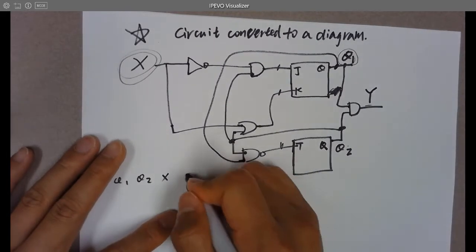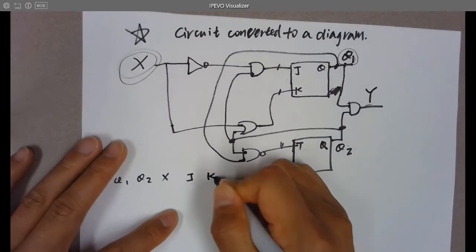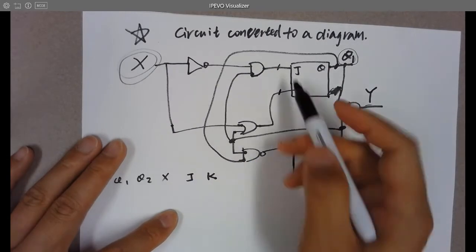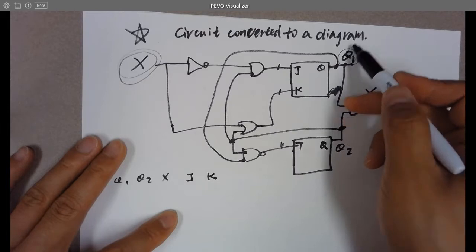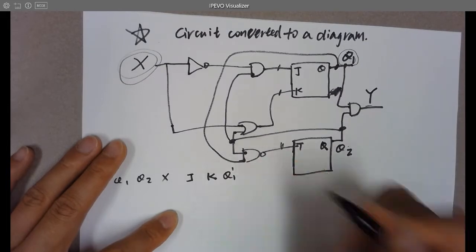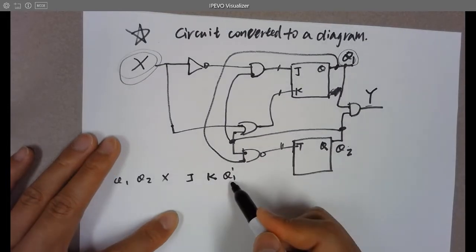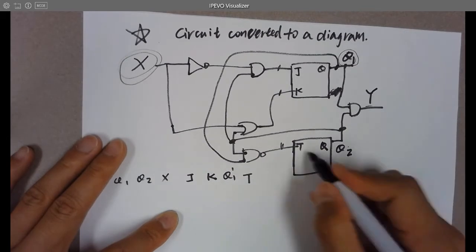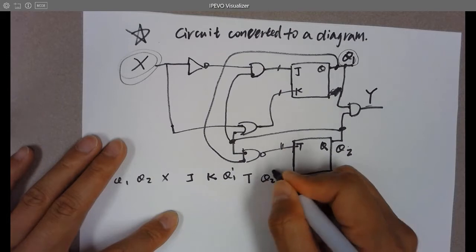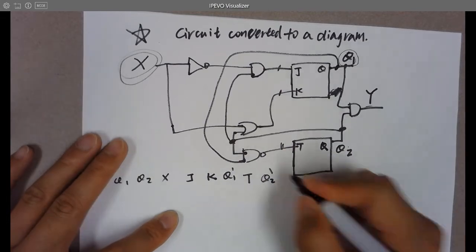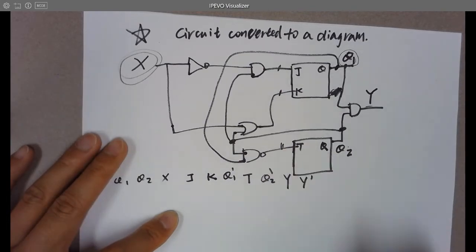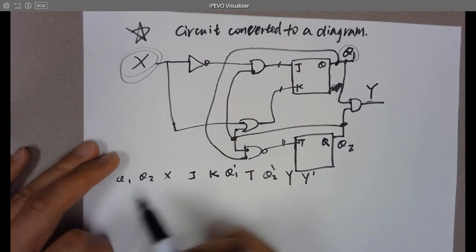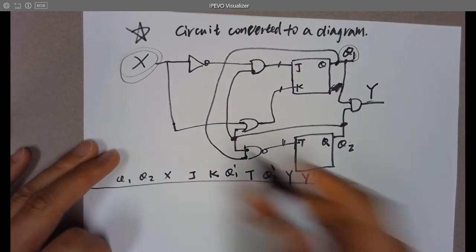Yeah, let's do it. So J and K will give us the next state Q1, not this one, but the next state. And also T will give you the next state of Q2. And also Y and Y prime, where Y prime is the next state of Y. Okay, so that's all the inputs and outputs.